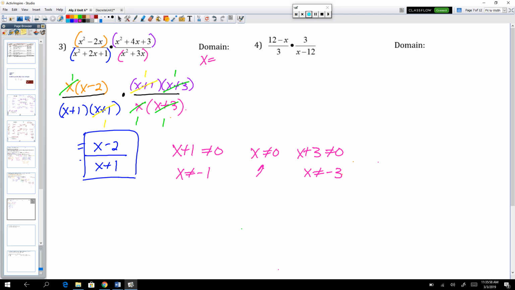So our domain is x does not equal negative 3, negative 1, or 0. Any other value of x would be fine, and the top never causes a problem. Having a 0 on the top is not a problem. Only having a 0 on the bottom would be a problem. Go ahead and pause the video or grab those notes. I need to wipe the board so I can start the next question.